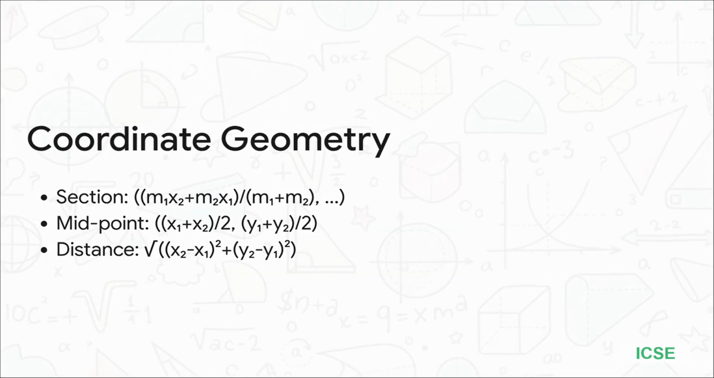These 3 are your workhorses for coordinate geometry. Think of them like this. The distance formula tells you how far apart 2 points are. The midpoint formula tells you the exact middle. And the section formula, that's the fancy one that finds any point that splits a line in a certain ratio.